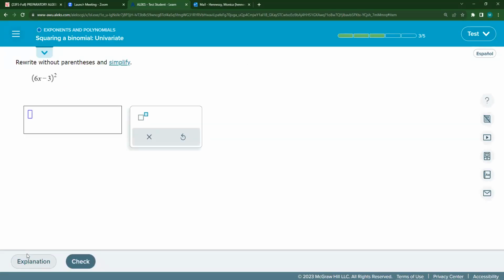And this is the one that they give us a little bit more stuff. So there's 2 sets of parentheses. So I have 6x minus 3. That's the first one. And a 6x minus 3. That's the second one. And if I'm going to multiply it, 6x times 6x is 36x squared, because 6 times 6 is 36. x times x is x squared. 6x times -3 is a positive times a negative is negative. 6 times 3 is 18. And I have the x.